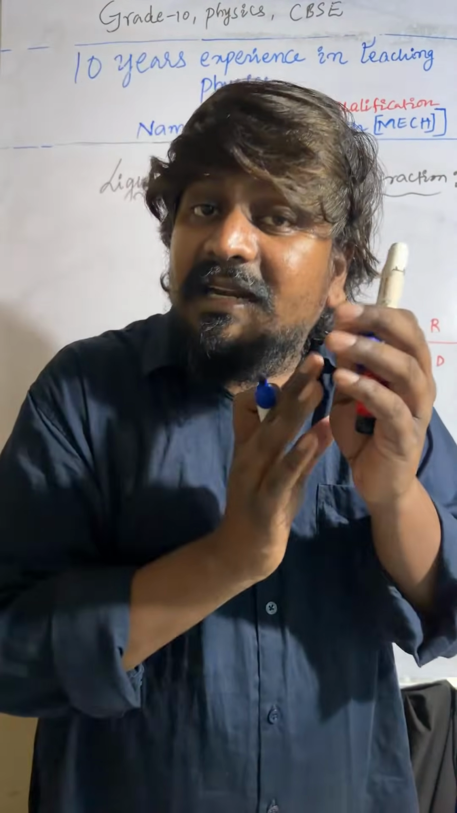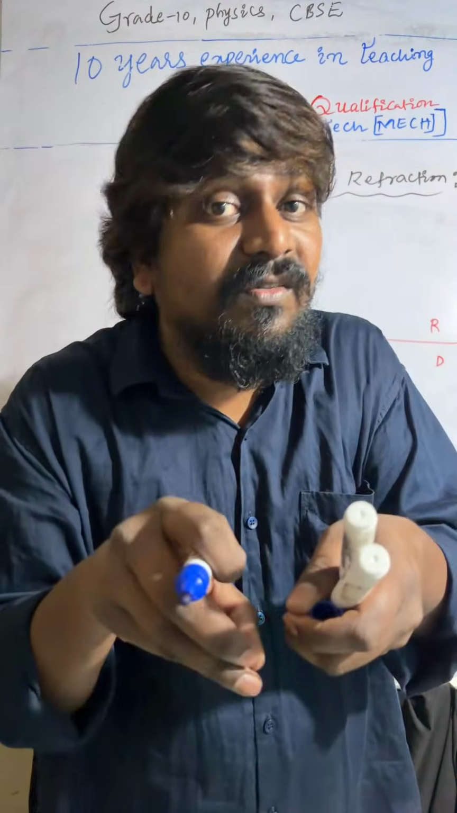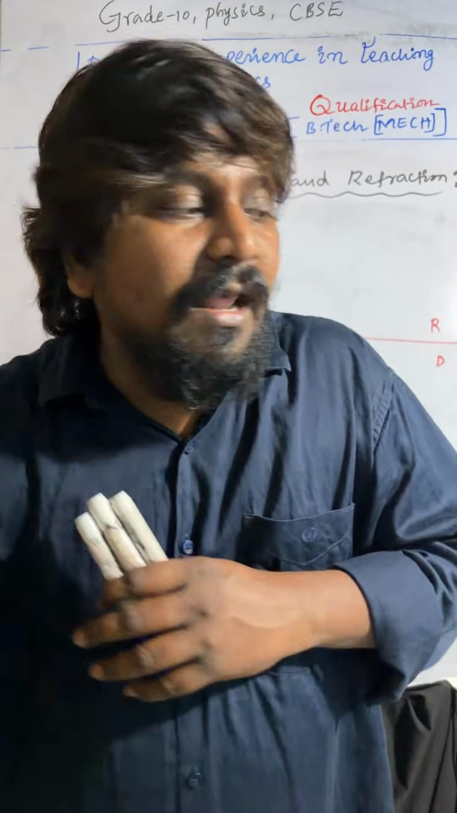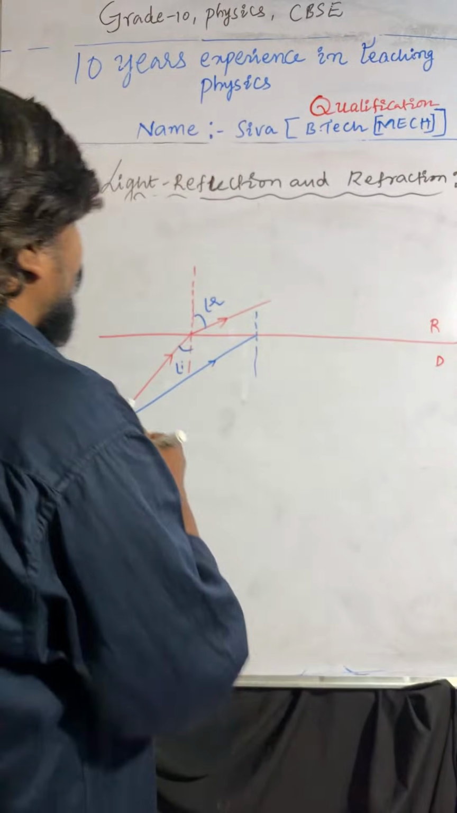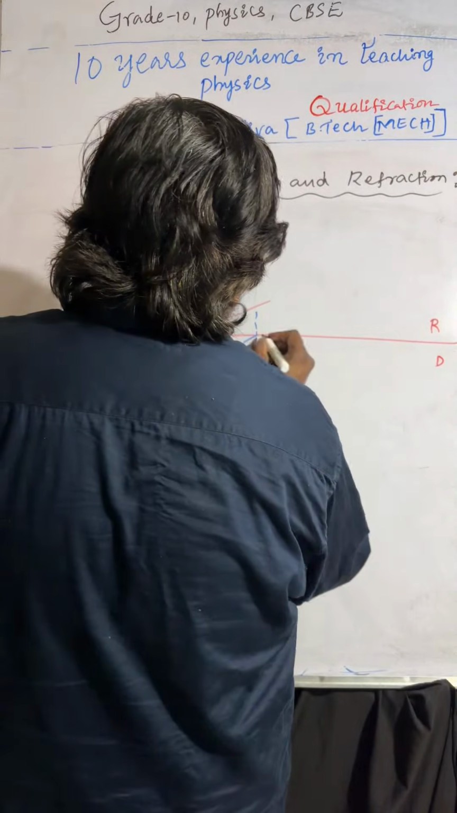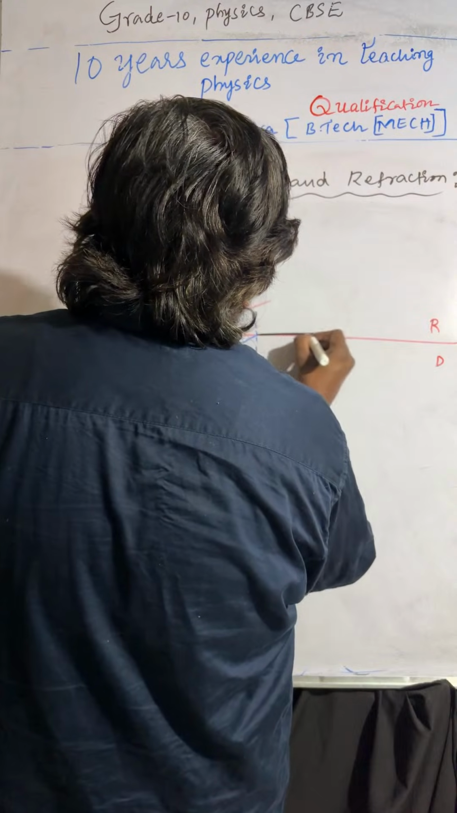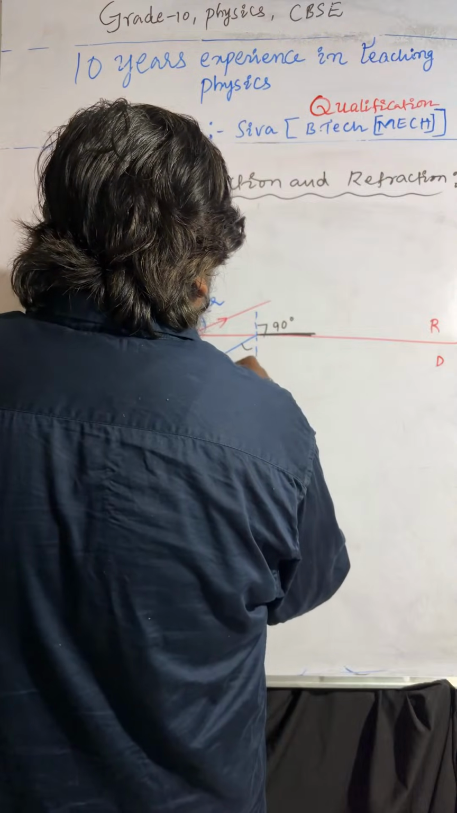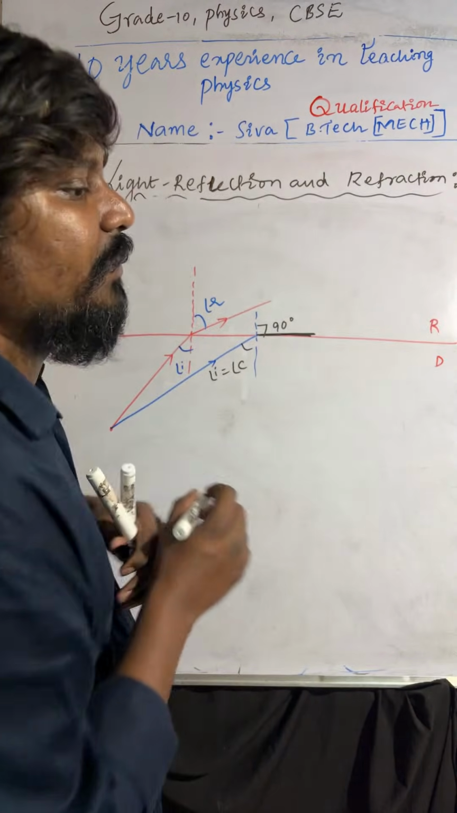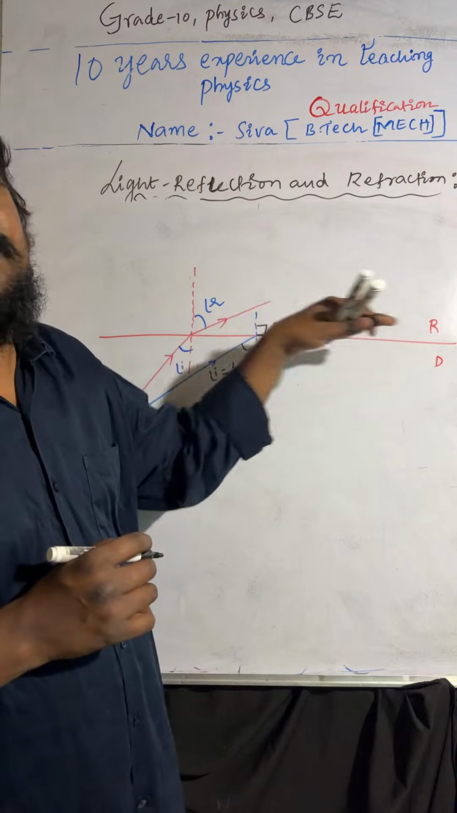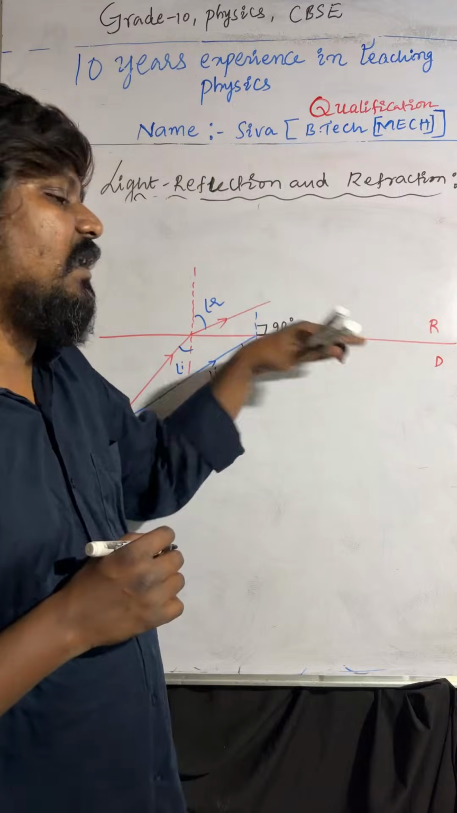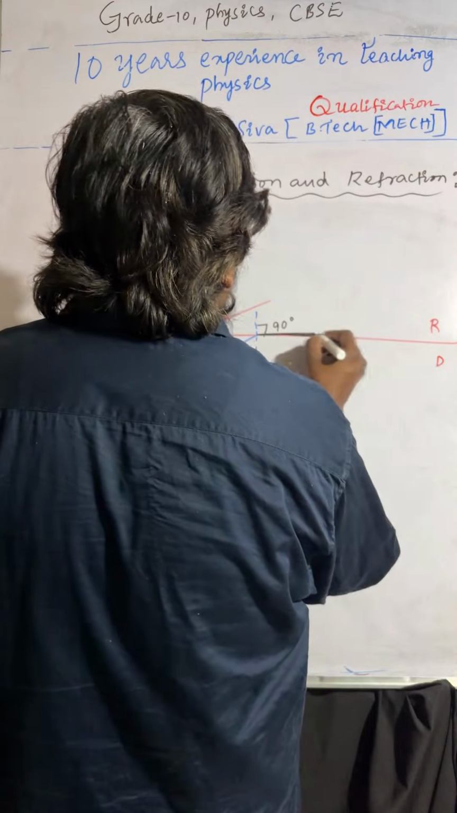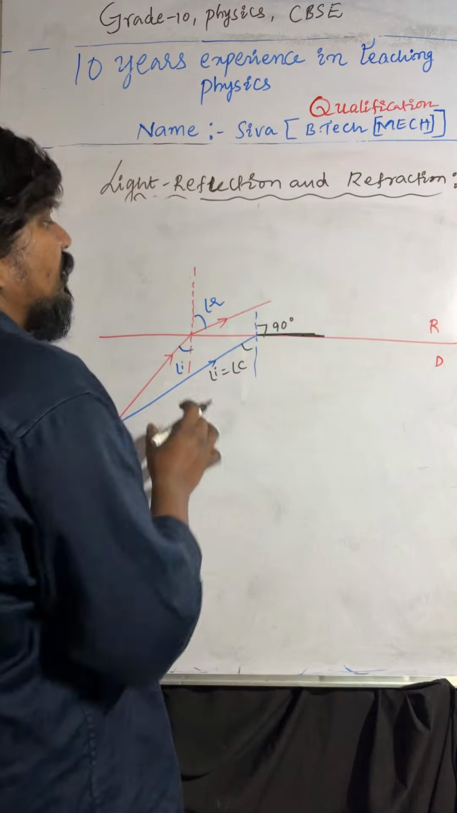But generally, when a light ray is passing from denser to rarer at a certain angle of incidence, the refracted ray moves along the surface. If it is passing along the surface like this, it makes 90 degrees with the normal line. This angle of incidence is called the critical angle. Because of this angle, the refracted ray is moving along the surface, making 90 degrees with the normal line. That angle is called the critical angle.